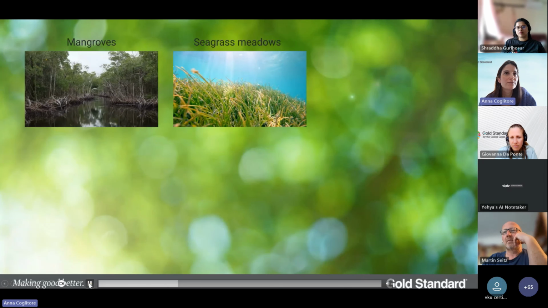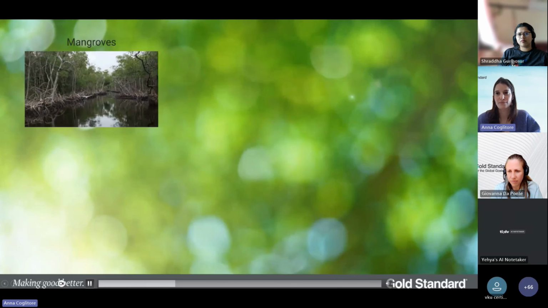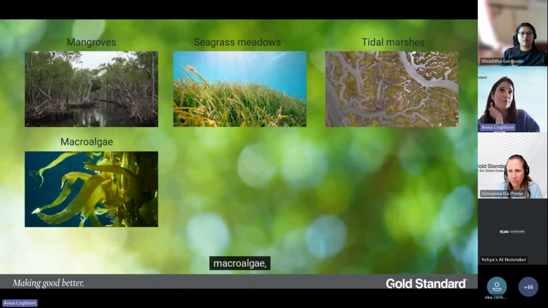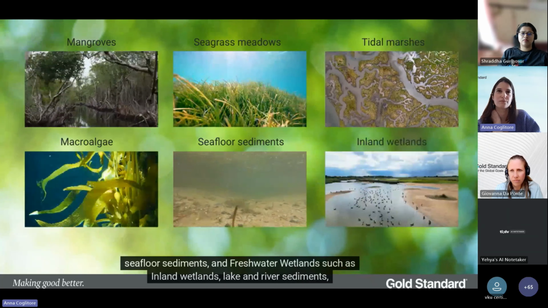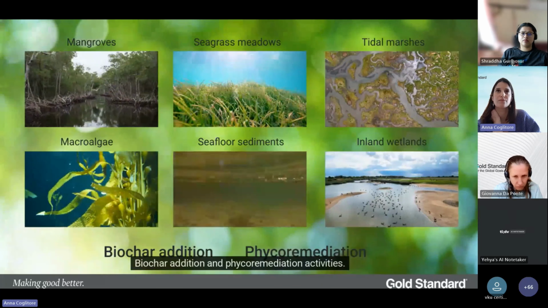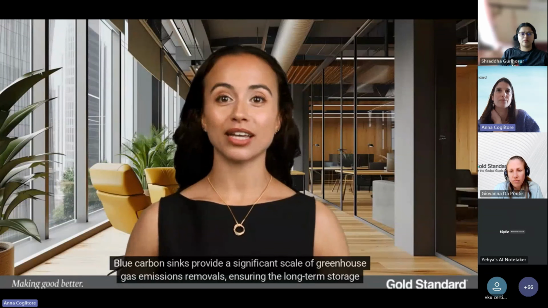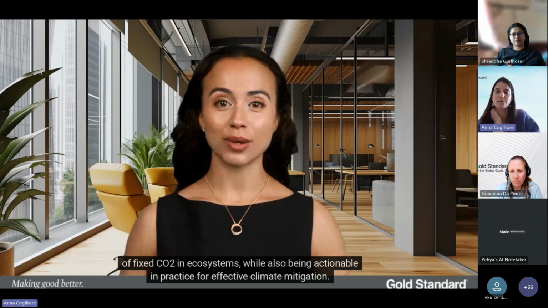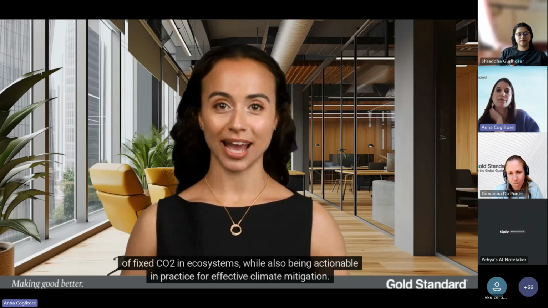Let me try again. Tidal marshes, coastal ecosystems such as mangroves, seagrass meadows, tidal marshes, macroalgae, seafloor sediments and freshwater wetlands such as inland wetlands, lake and river sediments, biochar addition and phycoremediation activities. Blue carbon sinks provide a significant scale of greenhouse gas emissions removals, ensuring the long-term storage of fixed CO2 in ecosystems, while also being actionable in practice for effective climate mitigation.